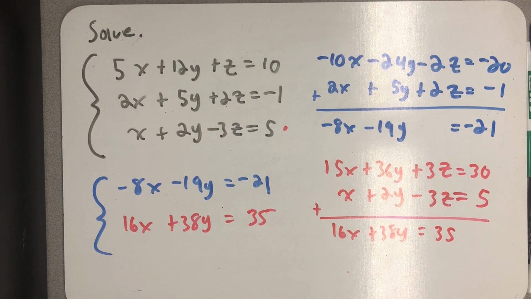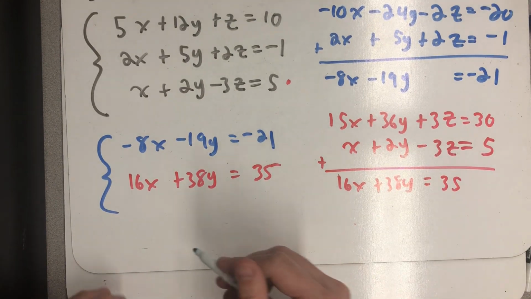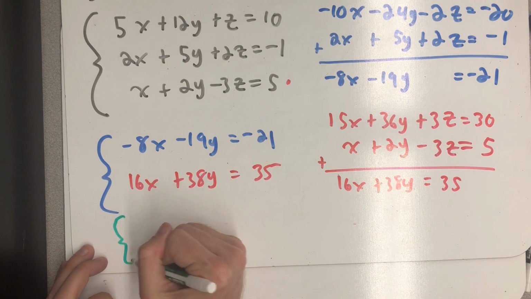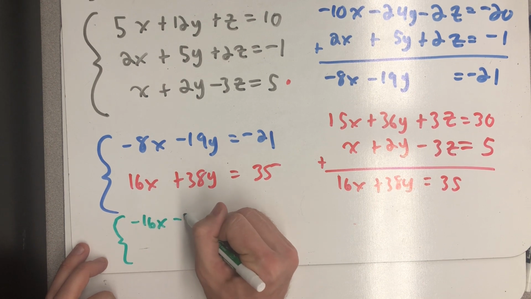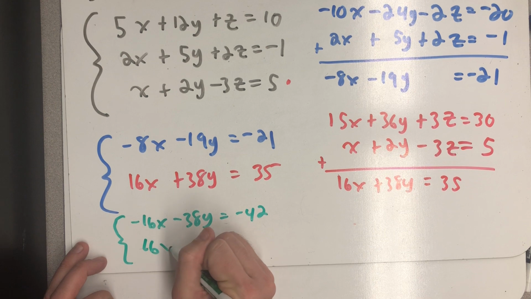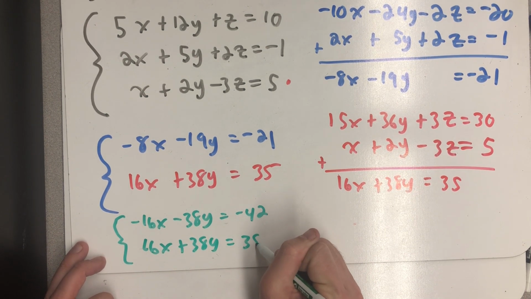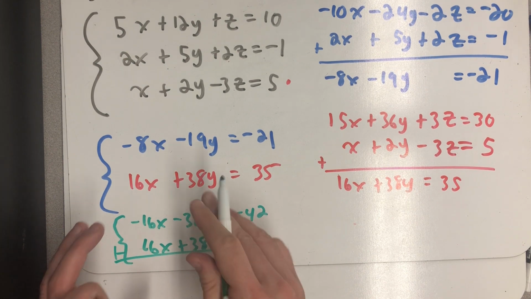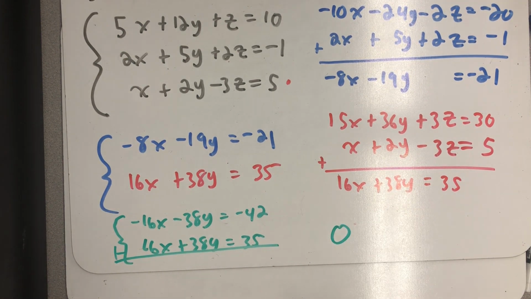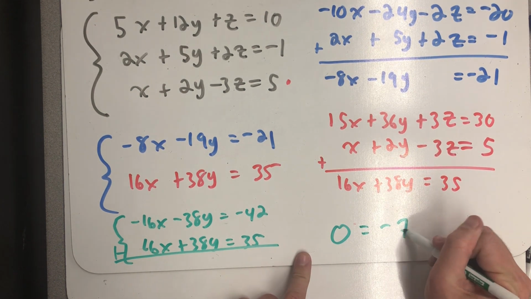So now I have a system of equations in two variables. Let's double the top equation: -16x minus 38y equals -42. Bottom equation I'm going to leave alone. And when I add those two equations, everything on the left-hand side cancels out, and then I have -42 plus 35, which would be -7.